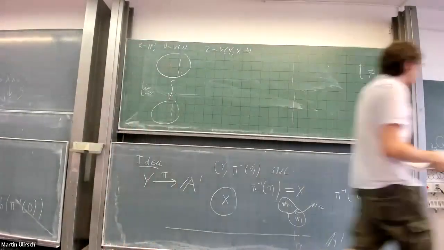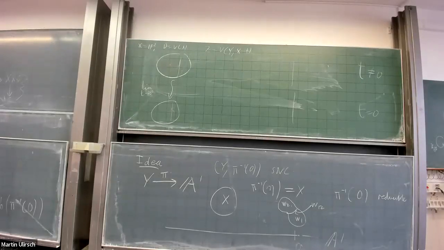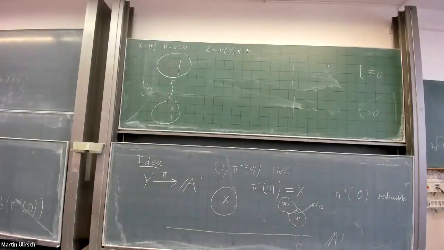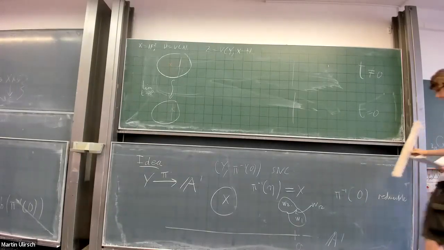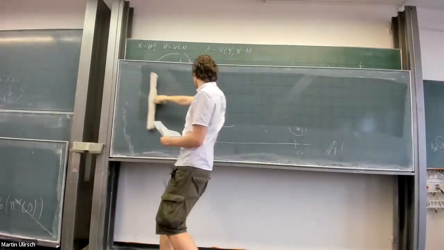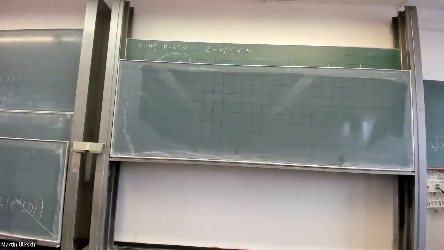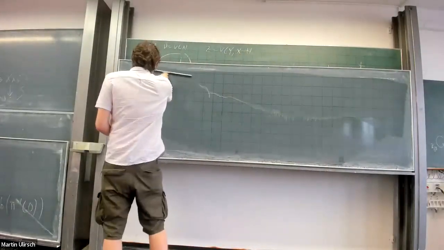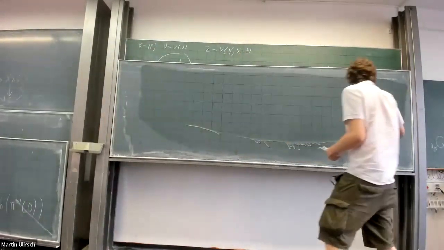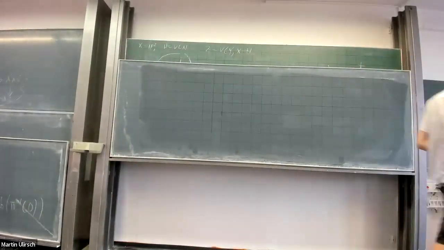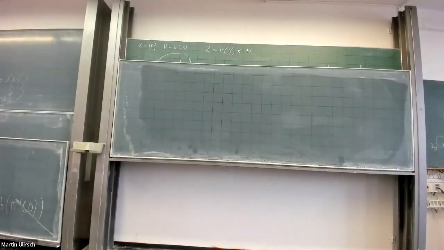But the good news is there is an open set on which this map is well defined. So what does this open set look like?